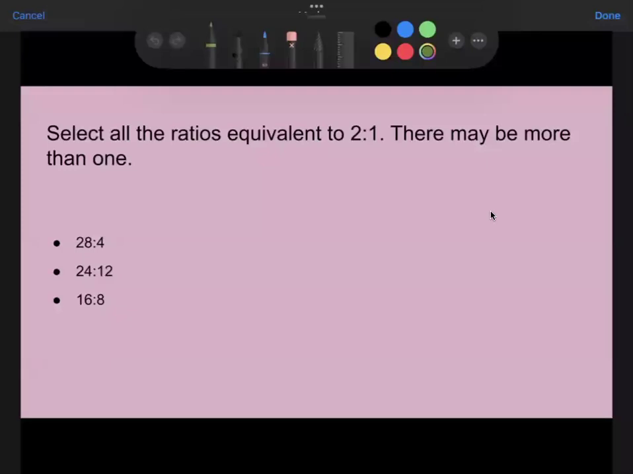Okay, here is our next example. We have some choices on the left, and we're going to determine which of those ratios on the left is equivalent to the ratio 2 to 1. So I'm going to go ahead and write 2 to 1 up here, and then I'm going to take one from these choices at a time and just double check to see if they are equivalent. So the first one is 28 to 4. Well, I know to go from 1 to 4, I'd have to multiply by 4. But if I multiply the top by 4 as well, I should get 8, not 28. So that means this one is not correct or not equivalent.